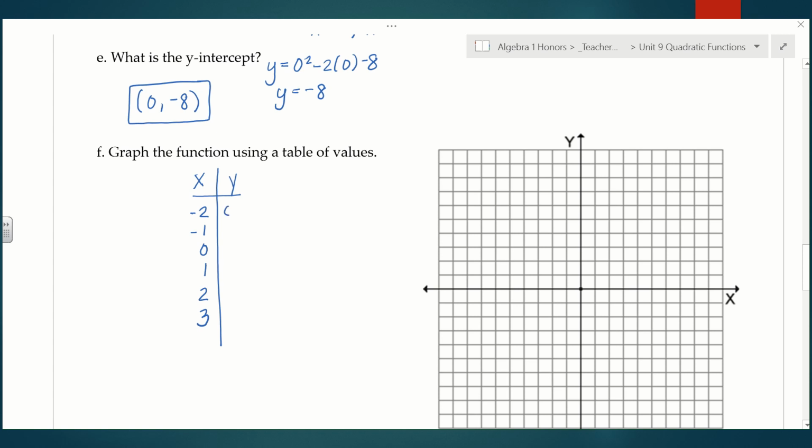So when x is negative 2, y is 0. When x is negative 1, y is negative 5. 0, negative 8. 1 we already knew is negative 9. And then here's that characteristic of a parabola where your y values are going to take on the pattern where they go in the opposite direction again to show that it's symmetrical. So there's a complete table. And then go ahead and plot those points.